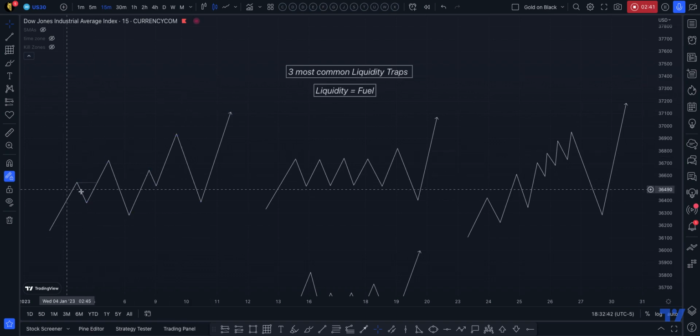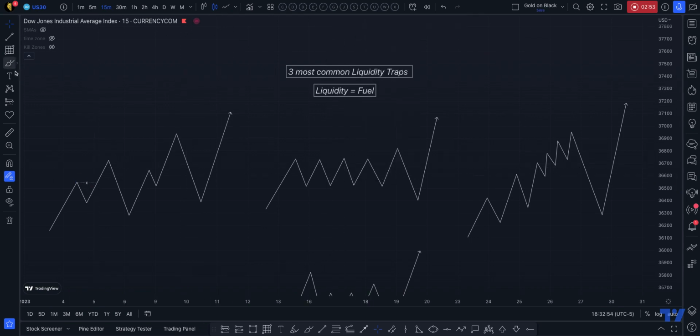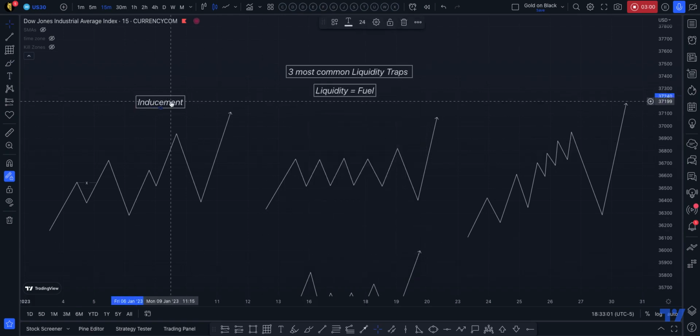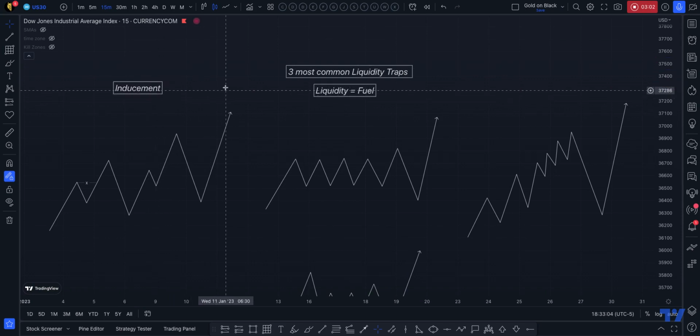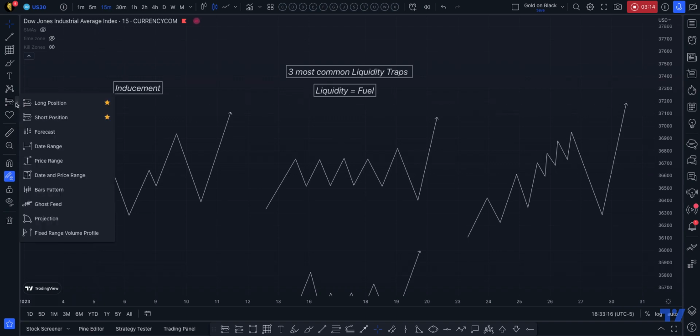All right. In this particular scenario, this is not a break of structure. Even though it's breaking that last high, it's not a break of structure. This is called inducement. Inducement is another word for liquidity. Why is that? The word inducement means that it's inducing people to buy. In this case, the market is inducing buyers to get into trades, most likely aggressive traders.